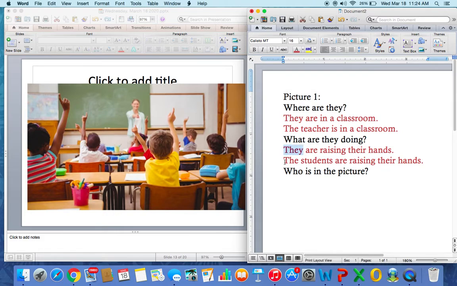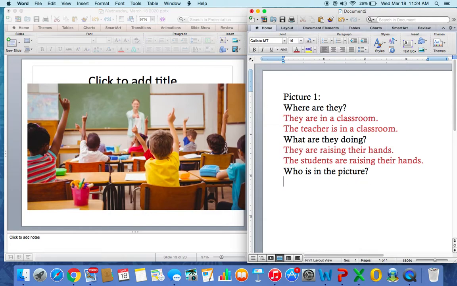Notice that the subject here is the same, but you can change how to write it. And because there's many students, you need to have that S and then write are. So now we actually made 4 sentences. They are in a classroom. The teacher is in a classroom. They are raising their hands. The students are raising their hands.